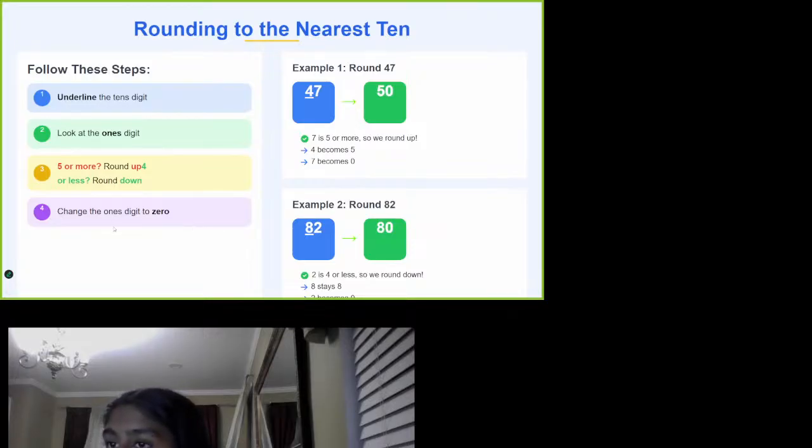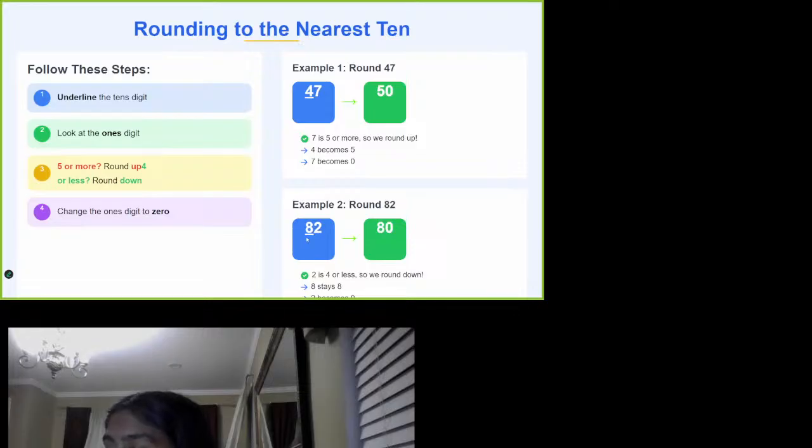So if we have the example 47, we first look at the tens place, which shows 4 as the value. And then we look at the ones place, which is 7. Since 7 is higher than 5, we will round up to 0. So whenever you're rounding, you have to round either up to 0 or down to 0. So since this is rounding up, we will move to the next tens place, which changes this 4 into a 5, which determines the rounding to 50.